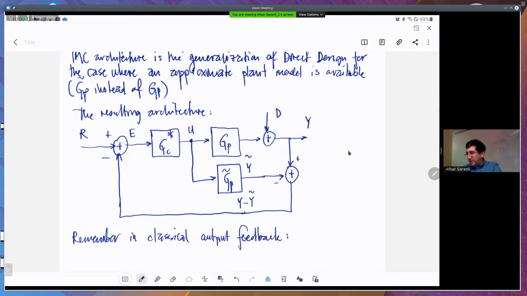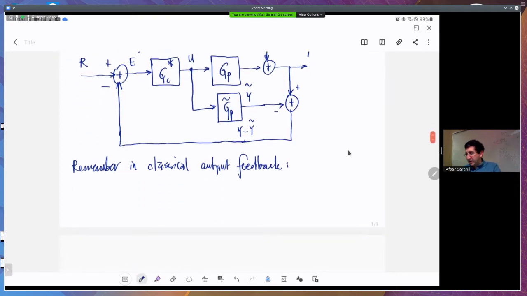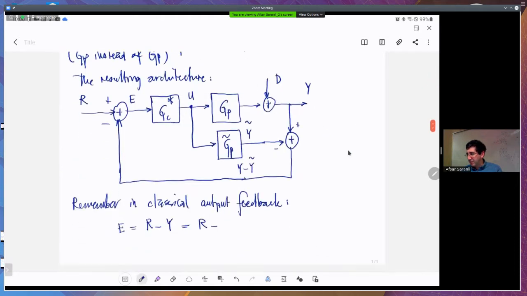What we do is actually we write the error function first, right? We basically start with writing the error over here. It is r minus y, okay, and we have y is equal to gc times gp times the error signal. Okay, so gc times gp times the error signal.